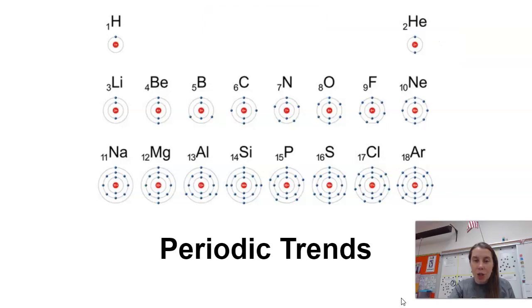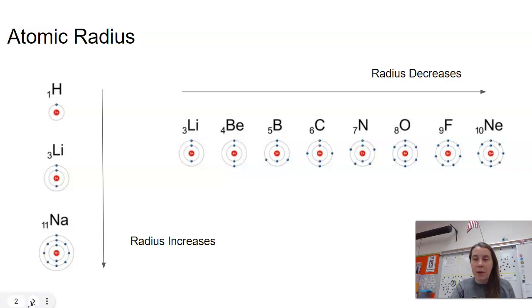Hello, today we're going to talk about periodic trends, and these are different properties that have a pattern across the periodic table. They change in a particular way as you go down a group or as you go across a period. All right, so the first one that we're going to discuss is atomic radius.